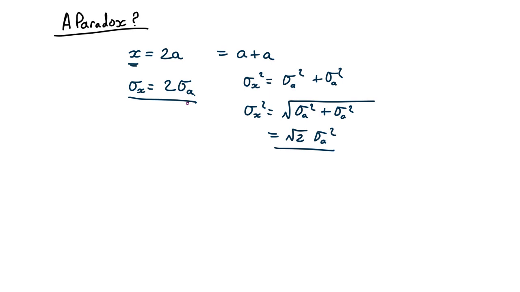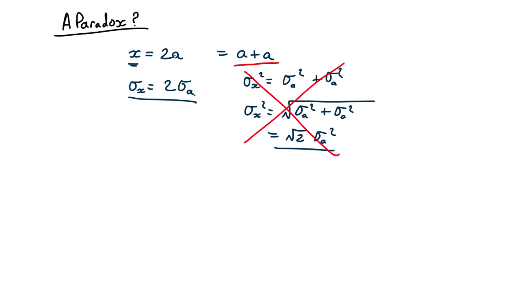Well, we have to remember that the addition equation, this one, only works if the two variables are uncorrelated. Now a and a are not uncorrelated. They're about as correlated as you can get. They're the same thing! They're perfectly correlated. So that means that this approach is wrong. You can't use the addition equation to add up two of the same thing. It only works for things that are uncorrelated.